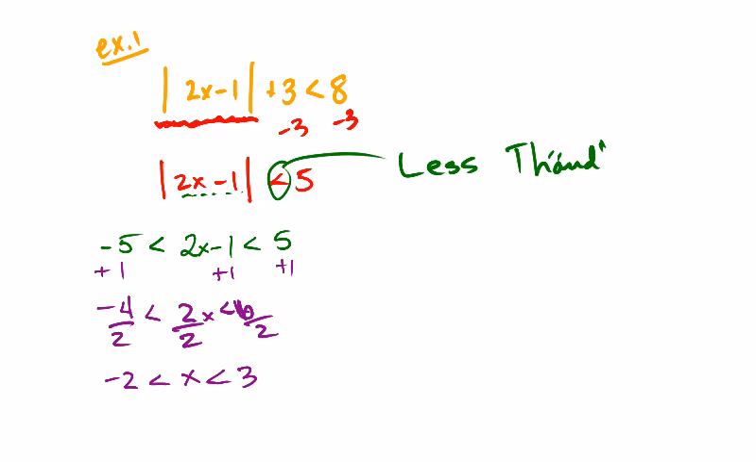So the numbers that we want to use for this answer are in between negative 2 and 3. And if you want to write it in interval notation, it would be from negative 2 to 3, and it's parentheses because it's not equal to. And there's our solution. Let's try one that gives us a greater than.